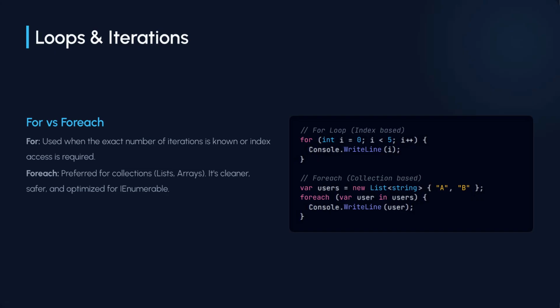When it comes to iteration, choosing the right tool is key. We use for loops when we have a known number of iterations or need index access. However, for collections like lists or arrays, foreach is the preferred choice. It's cleaner, safer, and specifically optimized for IEnumerable types.